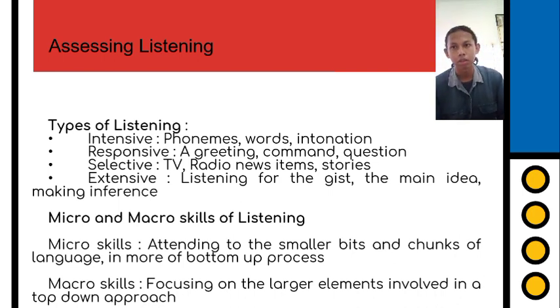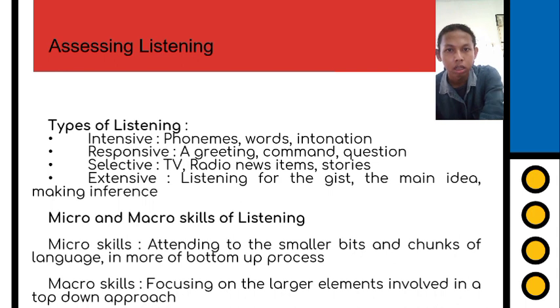Number 2 is responsive. Example of responsive is greetings and comment or question, and number 3 is selective. Example atau contoh dari selective tersebut adalah television or TV, number 2 is radio news items and stories, and the last is extensive. Example of extensive is listening for the gist, the main idea, making inference.